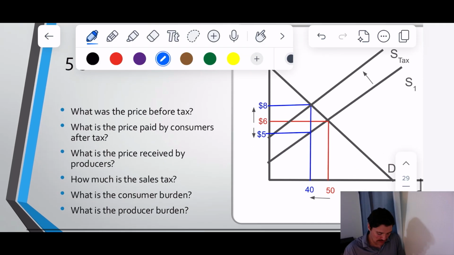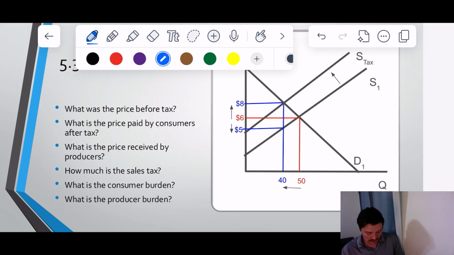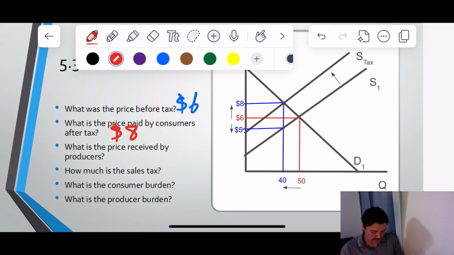So let's look at another example. What was the price paid before tax? Well, we had our demand curve and our supply curve, and we see before tax it was at $6. Okay. Now, because of the tax on the seller, we changed the supply curve to illustrate a new equilibrium. So this new equilibrium up here, that is what the consumers pay after the tax. So the consumers are going to pay $8 after tax.